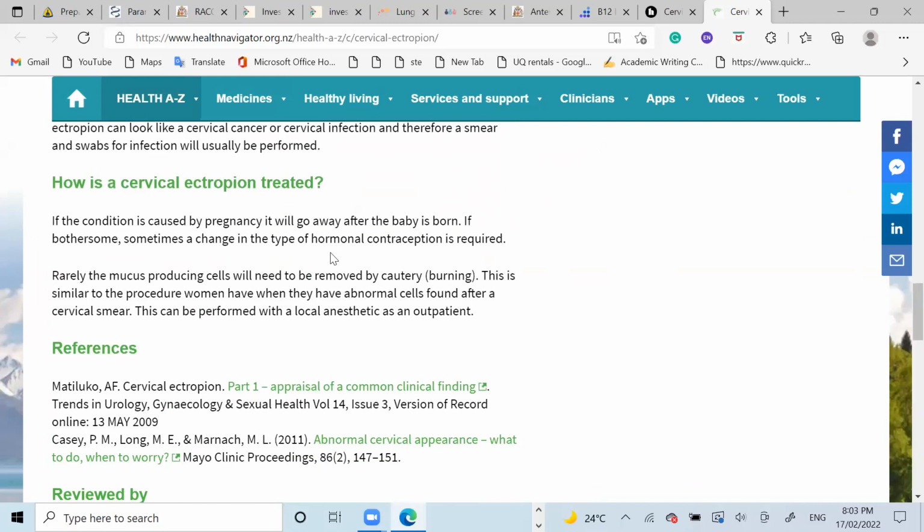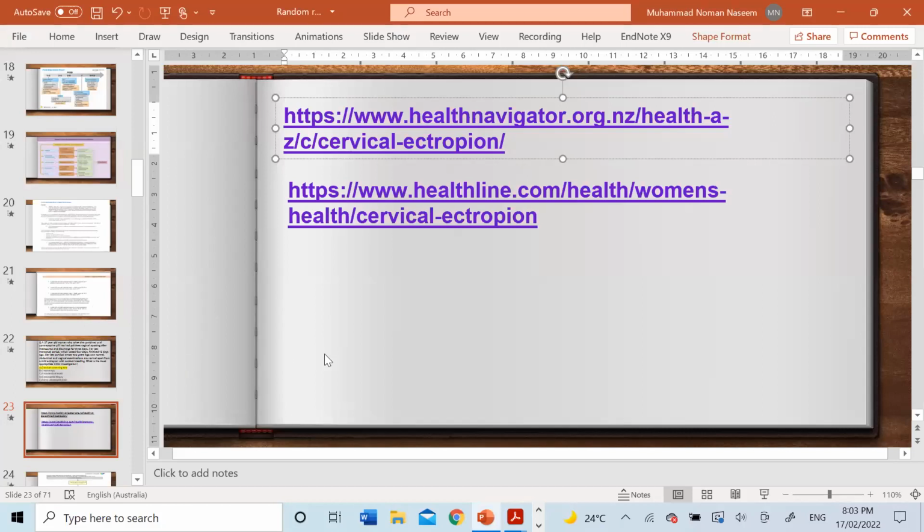You have to do it. You don't need to treat it. If there is so much bleeding, then you can do the cautery. Otherwise, you don't need to treat it. You just change the pill if the person is taking the pill. If the person is pregnant, then you just reassure that after pregnancy, it will be normal. If the person is having puberty and not very severe symptoms, you can just reassure the patient.